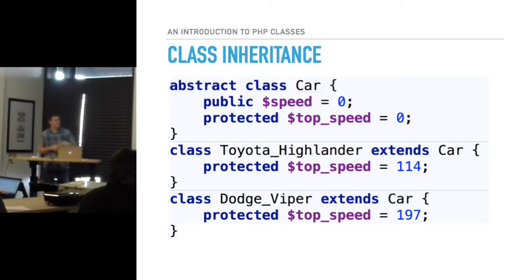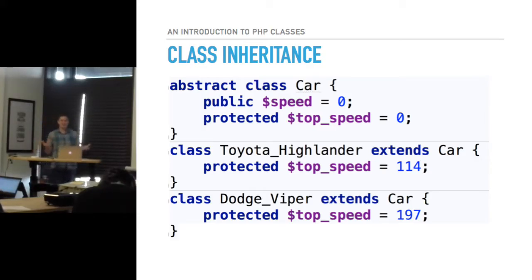And as you can see, we also have this top speed, which we use protected. I'll get into that. So we have a top speed property of 0 on the car, and then on the others, it gets reset. So each instance of the Highlander and the Viper get their own top speed because obviously those are very different. And I did look them up. Those are the actual top speeds of those two vehicles. But you also notice the word abstract up here at the top, right? So a car in and of itself is so generic. Can anybody tell me the top speed of a car, just in general?